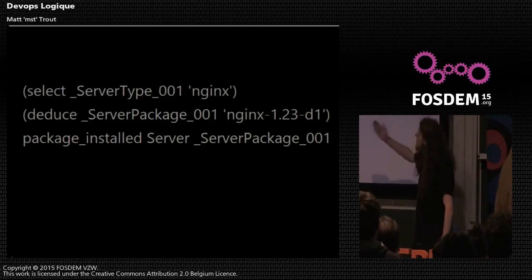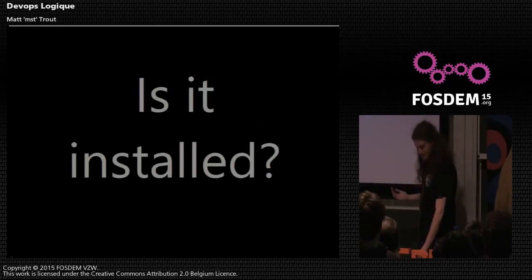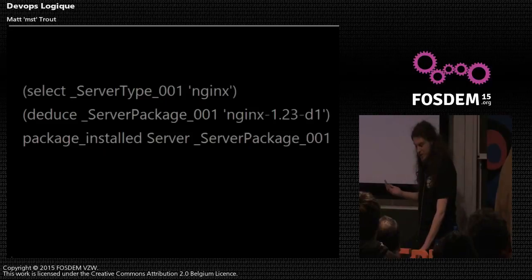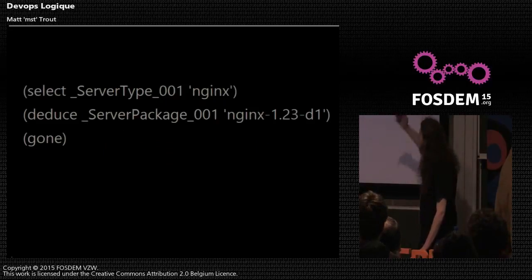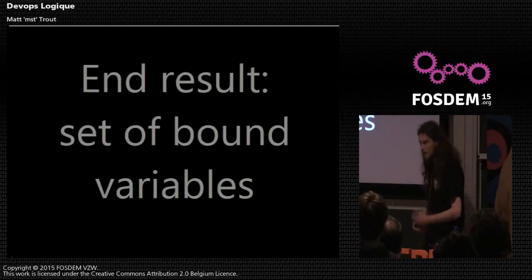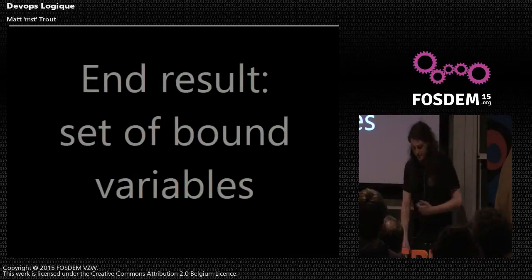So you can deduce that if the server type is Nginx, the server package is whatever. And then having done that, you check for installation. Assuming it's installed, you can simply eliminate that, and therefore you have a return value of server type is Nginx, true. As in, you get a set of bound variables that represent a valid solution.